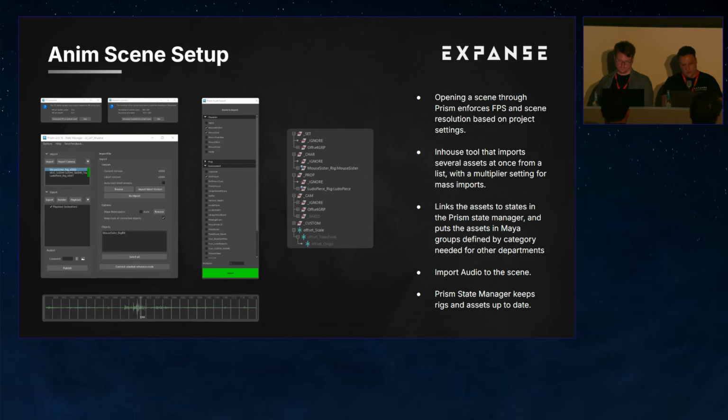And for animation scene setups, we use a custom tool that lists all assets in the project and can import the rigs from those, and also a multiplier so we can import as many as we want if needed. And Prism is very nice with setting frame ranges and resolutions for us. Then we set up a scene structure that works with Houdini and import some audio.